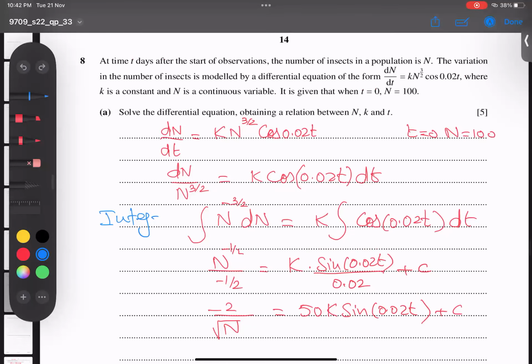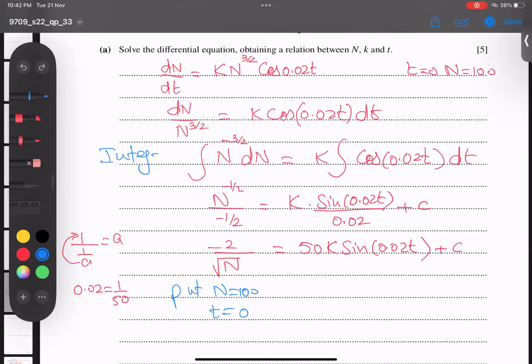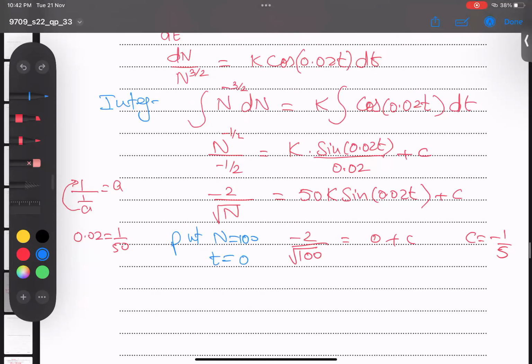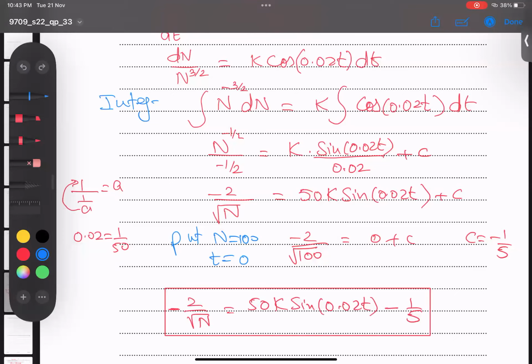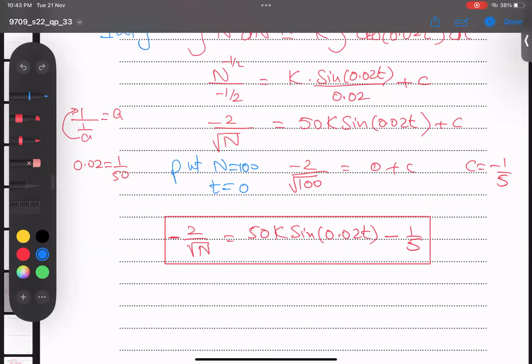And I'm going to plug in this data. The data given is t = 0 and N = 100. So when I plug in this data here, you can see clearly, this is how I got 50. Now when I plug in this data, t is 0, so sin 0 is gone, and root 100 is 10, so I got C as negative 1.5. Then I plug this C value back in, and I get this format. Alhamdulillah Rabbil Alameen.